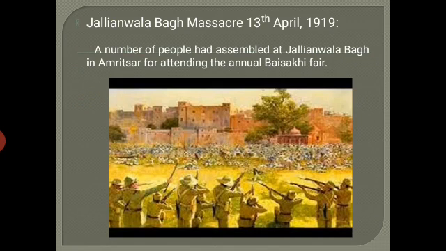Students, suddenly a British military officer, General Dyer, entered the park with his troops. Listen, students, in the picture you are seeing, General Dyer entered the park with his troops and ordered them to fire into a crowd of unarmed Indian civilians. This was the Jallianwala Bagh massacre. So this is the information about the Jallianwala Bagh massacre.